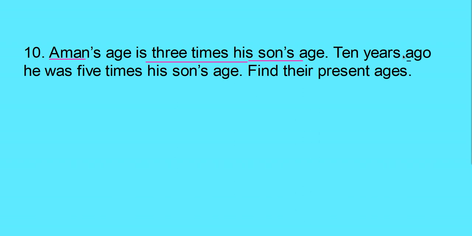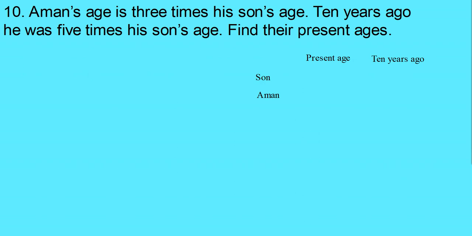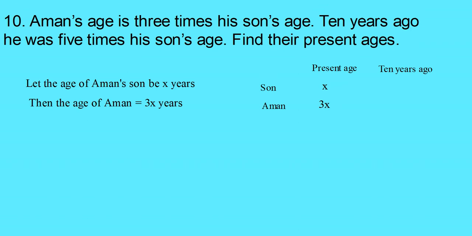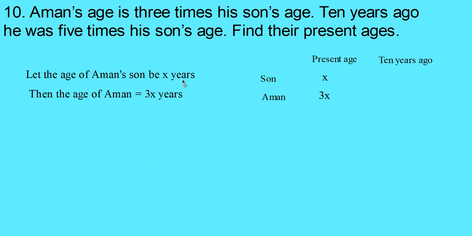And other condition, 10 years ago. So we can make a table. Son, Aman. Age of son we can take it as x. Then Aman's age will be 3x. That you can write it first. Let the age of Aman's son be x years. Then the age of Aman is equal to 3x years. That is 3 times son's age.